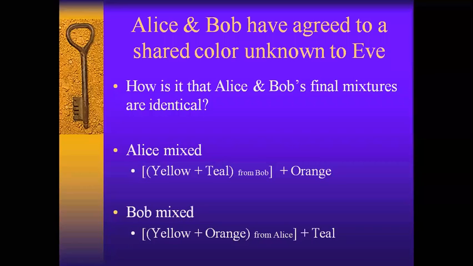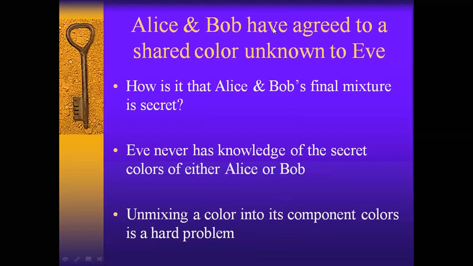So this is the way Alice and Bob have agreed to share their colors among themselves without the third party knowing. Here you can see how Alice and Bob's final mixture is a secret. How did we come to know? Because the third party will never know the secret colors, or how they have been shared between Alice and Bob.